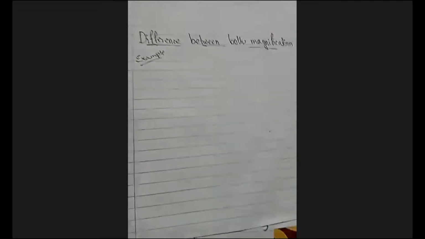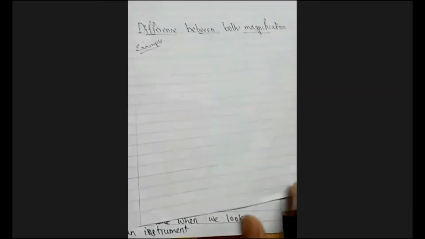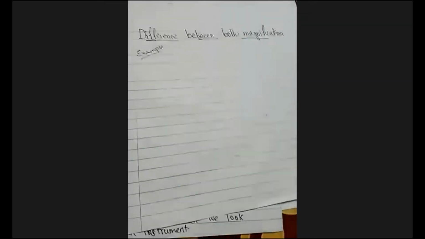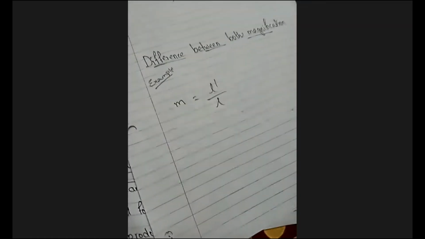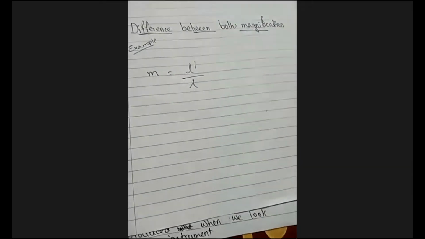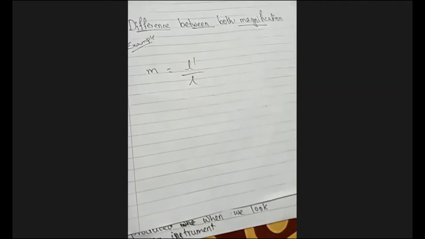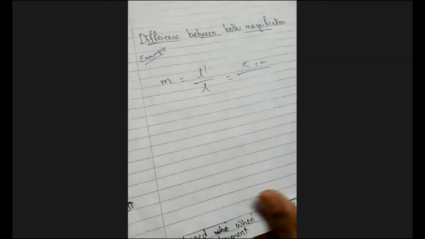So what's the difference between linear and angular magnification, and when will we use which magnification? Let's take the same situation, seeing the moon, and this time we will take linear magnification. Linear magnification is small m equal to L prime by L. This time we're seeing the moon using a telescope. When we see the moon using a telescope, the size of the image will be maximum almost 4 to 5 centimeter. Let's write 5 centimeter. And L is the size or length of the object.